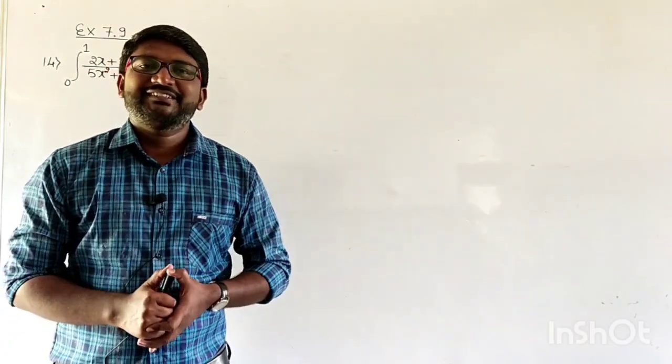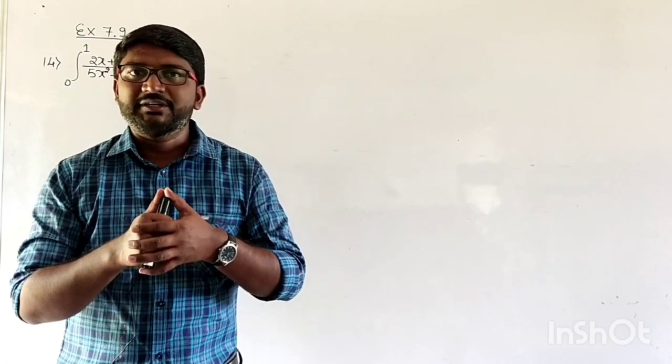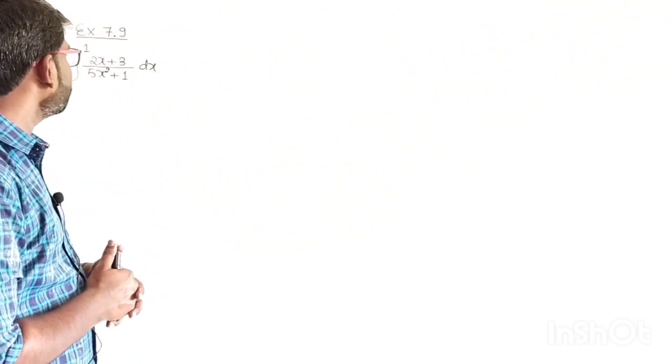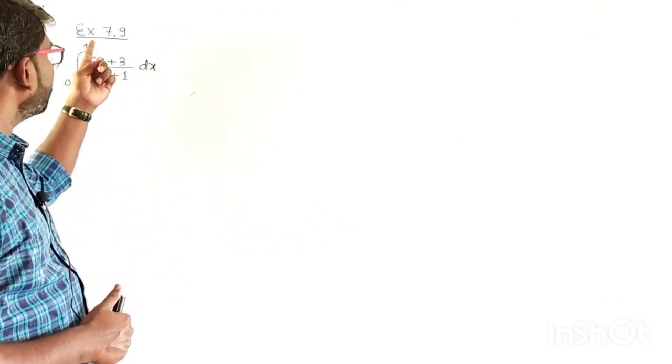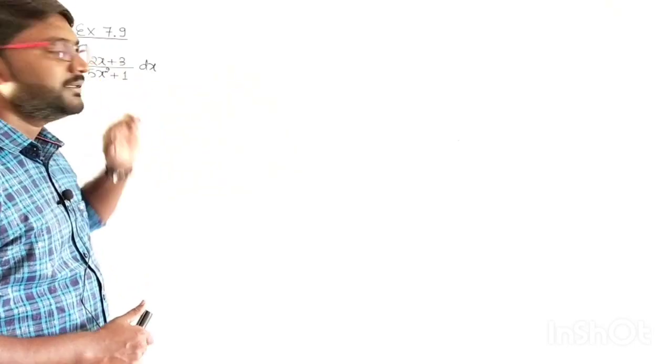Good afternoon, students. So in the last class we have solved up to the 13th question. So in today's class let us continue with the 14th question of the exercise 7.9. The given question is the integral from 0 to 1 of (2x plus 3) divided by (5x square plus 1) dx.